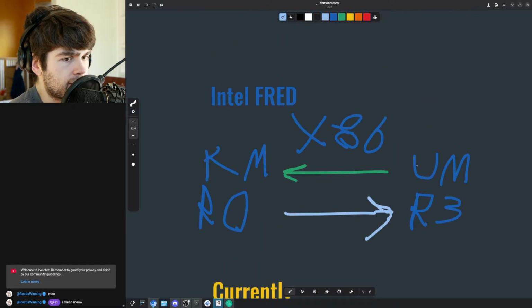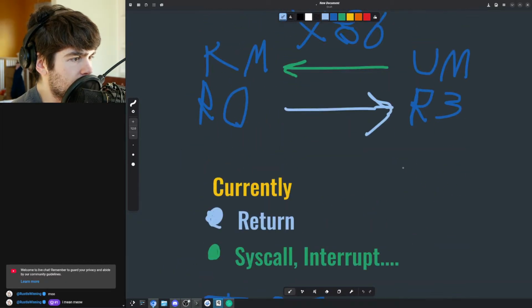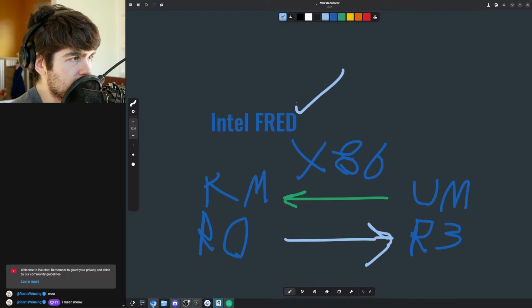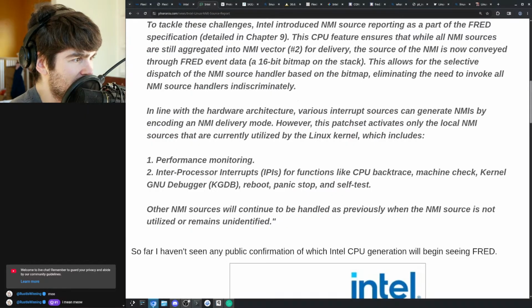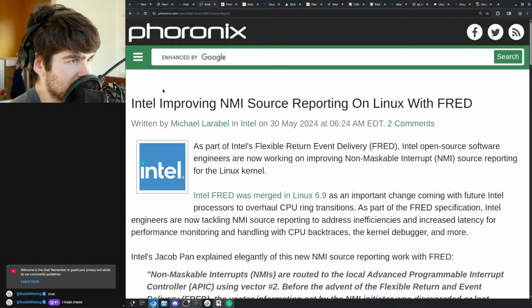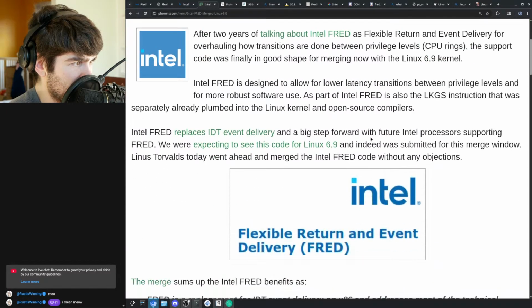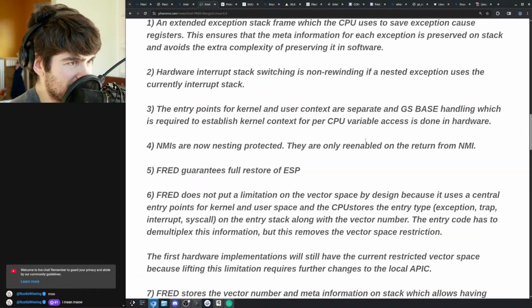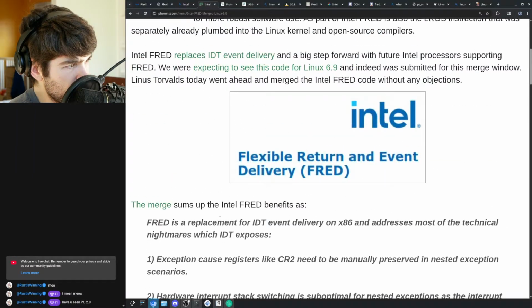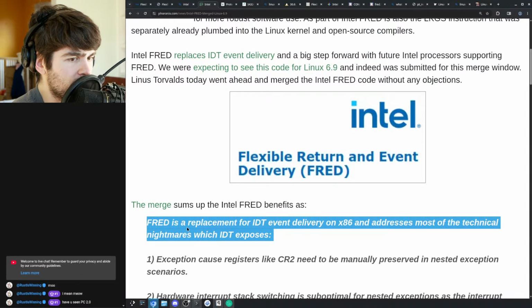So yeah, let's try to understand this, because I found out that nobody explains this. At least nobody does correctly. Whenever FRED is not explained anywhere correctly, it means that we have no idea what it does. Or maybe we can take a look at the merge thing.